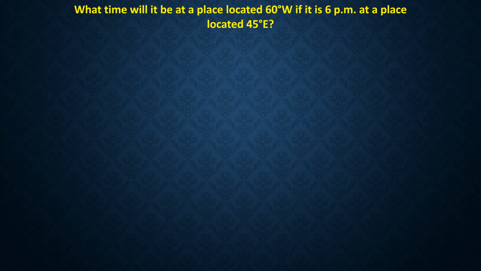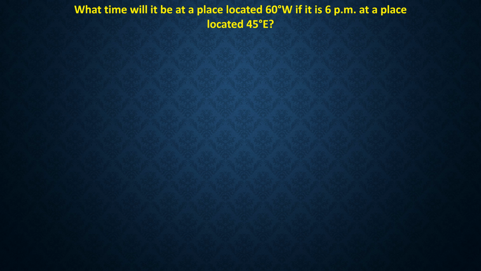And we want to know the time of the place located west of Greenwich in relation to the place that is already at 45 degrees east of Greenwich. So we know that it is already 6 p.m. at the place located at 45 degrees east of Greenwich. But we want to know what time it is at a place located at 60 degrees west of Greenwich.